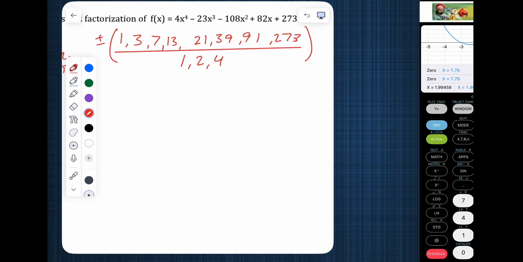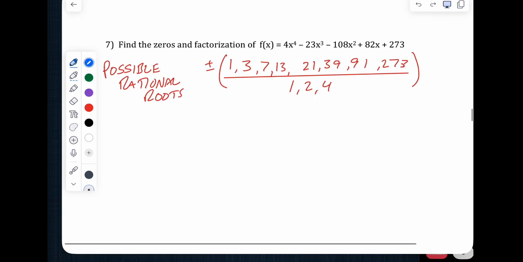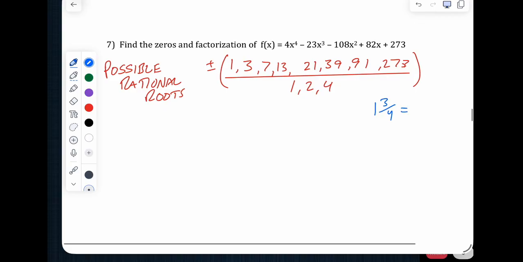1.75 is what as a fraction? As an improper fraction. 1.75 is 1 3/4, which equals 7/4. And 7/4 is in my list, right?